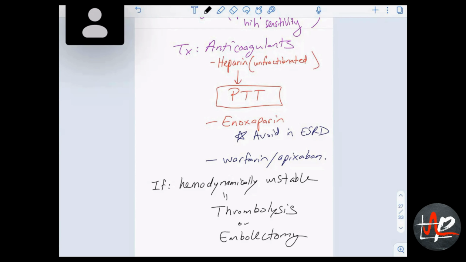So the names really tell you what's going on here. Embolectomy, you literally are pulling out the clot. Thrombolysis, you're lysing the clot with a thrombolytic agent, like alteplase or something like that. So I'll just put alteplase as one example, but just know that there's others. And then an embolectomy is something that you would do with wires and catheters, and you basically go in there and pull out the clot. All right, that is going to get you most of the stuff on a PE.